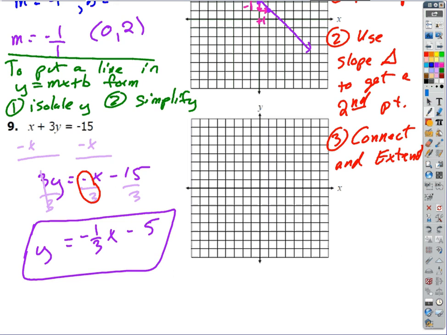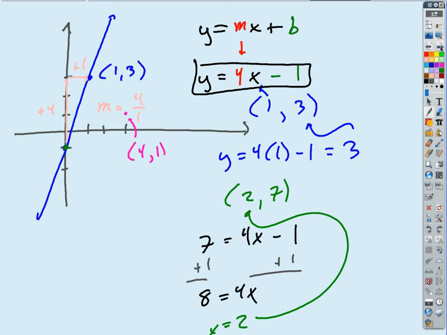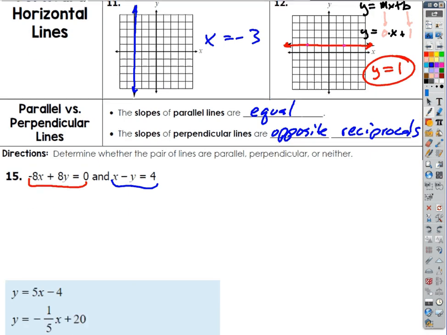If I were doing a problem like that, did I even really have to do that other part? Not really. I don't really care what b is. If I'm just trying to find the slope, all I have to do is, when I isolate y, find out what's being multiplied by x, right? So let's take that strategy and apply it here to the red line.